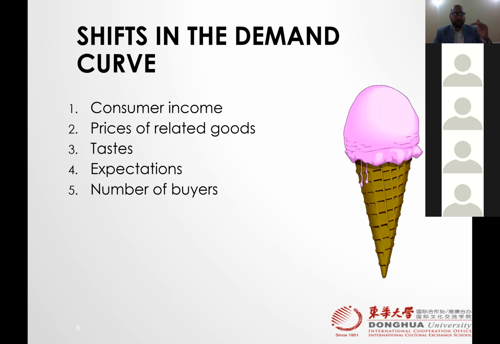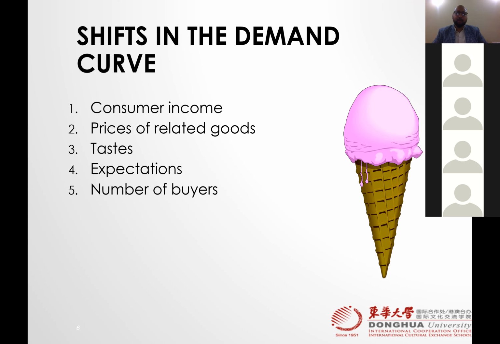For example, price is the same and all of a sudden the quantity increases or decreases, right? For example, the quantity of ice cream increased but the price is the same. Then we can say that this is because of some other factors, some external factors. And there are 5 factors which cause a shift in the demand curve: consumer income, price of related goods, taste, expectations, number of buyers.